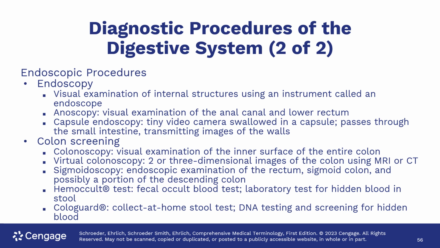Using a scope to visualize the GI tract is called an endoscopy. The root will tell you where the procedure is going to be focused. For example, colonoscopy is looking at the colon, sigmoidoscopy is looking at the sigmoid and below. We can also test the stool for blood if it isn't obvious.